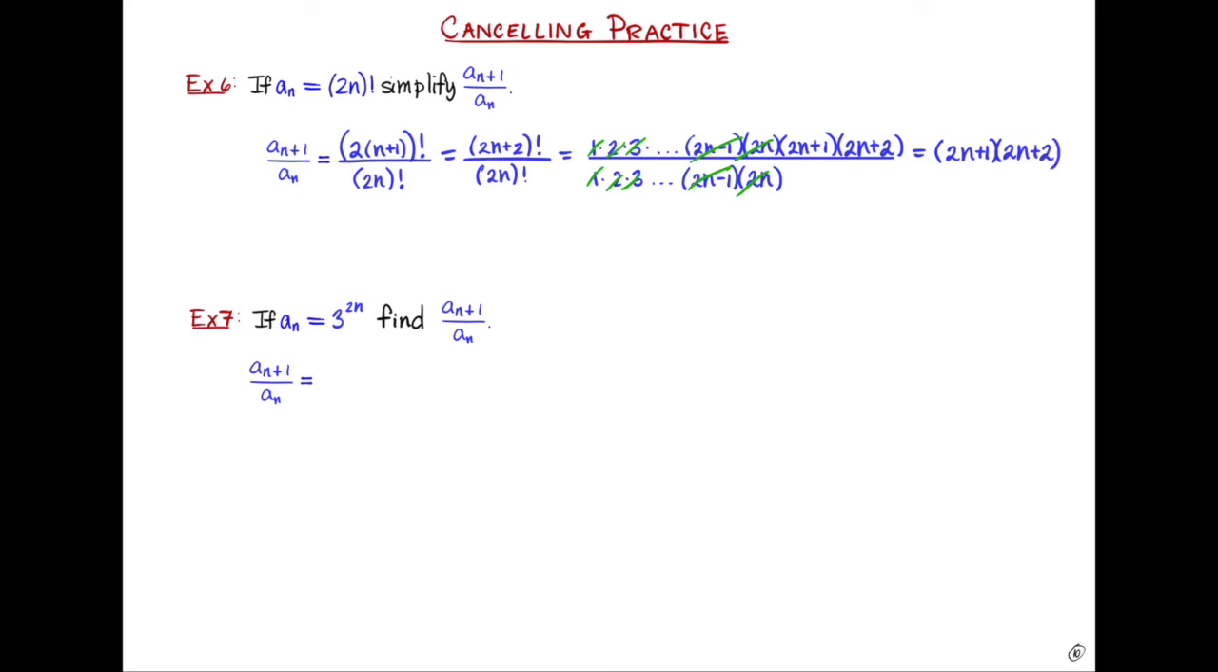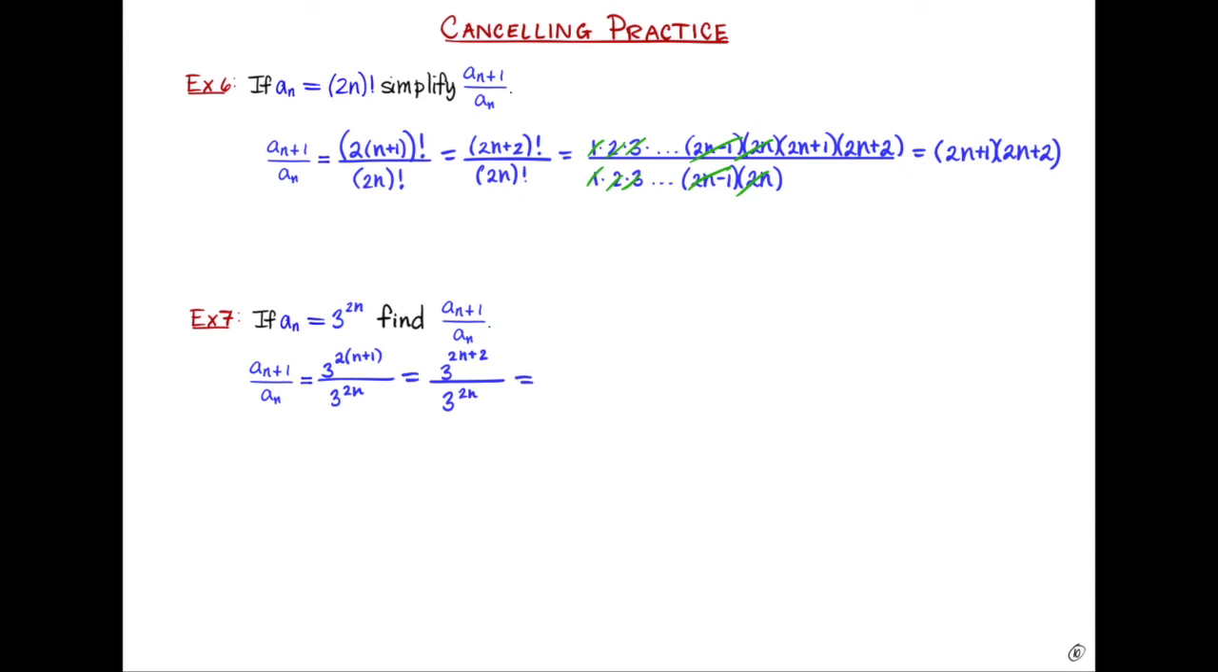In example 7, now we have exponentials instead of factorials. So to find a sub n plus 1, we substitute n plus 1 in place of n. So we have 3 raised to the 2 times n plus 1 over 3 to the 2n. Simplifying in the numerator's exponent, we'll distribute that 2. So we have 3 to the 2n plus 2 over 3 to the 2n.